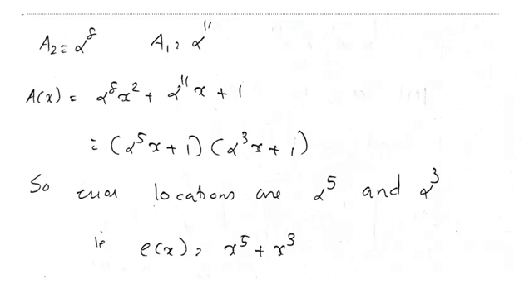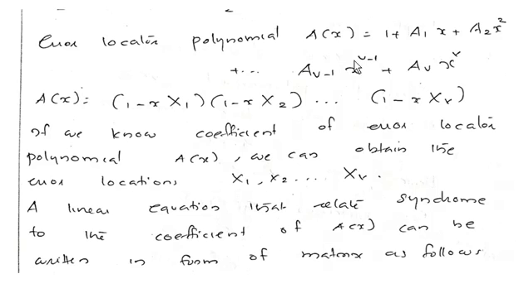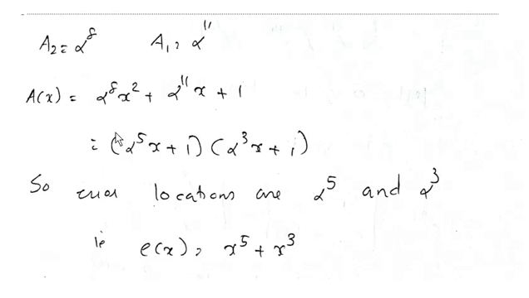So our a of x we can write after getting these coefficients. You can write this polynomial, the error locator polynomial, as 1 plus a1x plus a2x square. So you will get 1 plus a1x, that is 1 plus alpha raised to 11 x plus alpha raised to 8 x square. Then we need to factorize this polynomial.